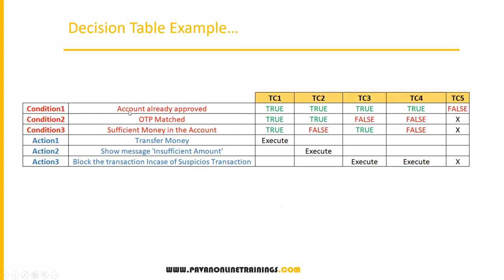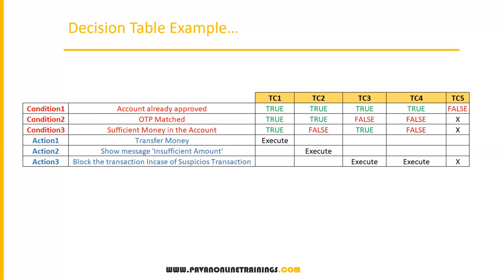Now here, if I look at 1, 2, 3, all three conditions I have put here: account already approved, OTP matched, sufficient money in the account. These are the conditions, followed by different actions. Action 1 is transfer money. Action 2 is show message insufficient balance. Action 3 is block the transactions in case of suspicious transaction. We will list out everything in the table in proper order.